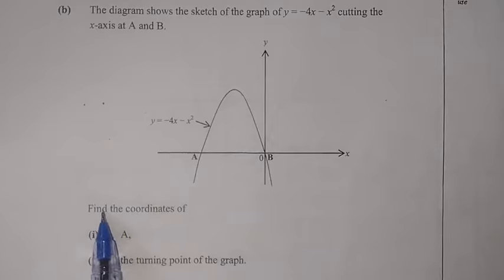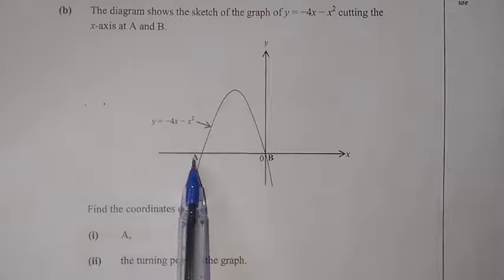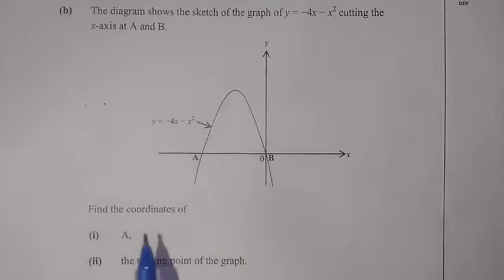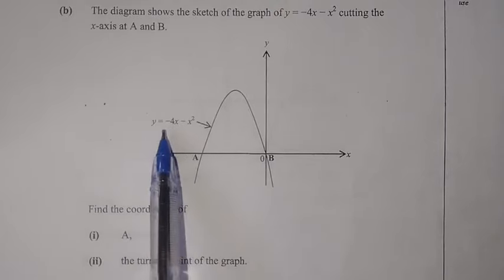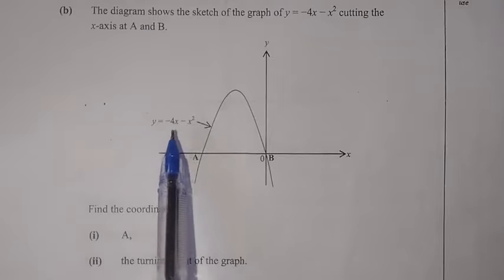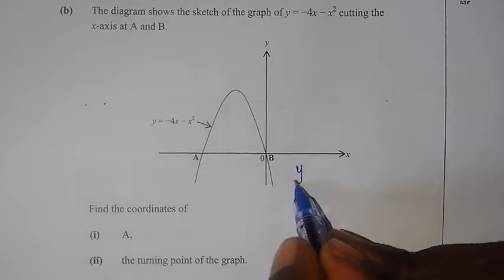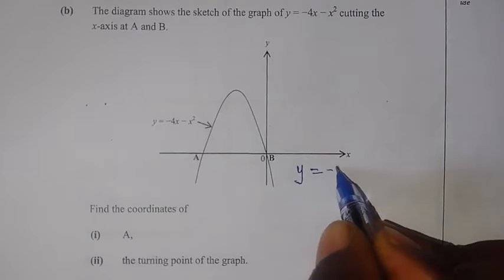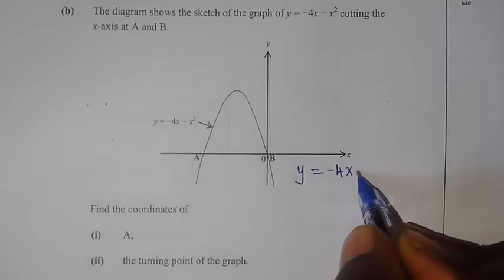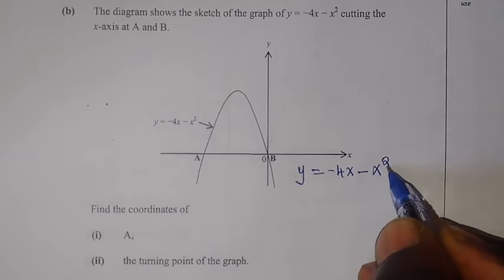So our question: find the coordinates of A. So we need to find the coordinates of point A. What are we going to do? In order for us to find the coordinates of point A, we are going to use the function that we have been given, y equals negative 4x minus x squared.